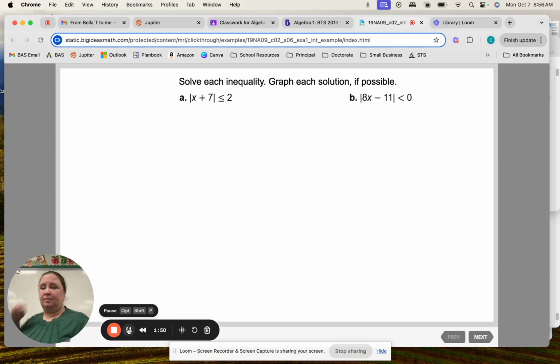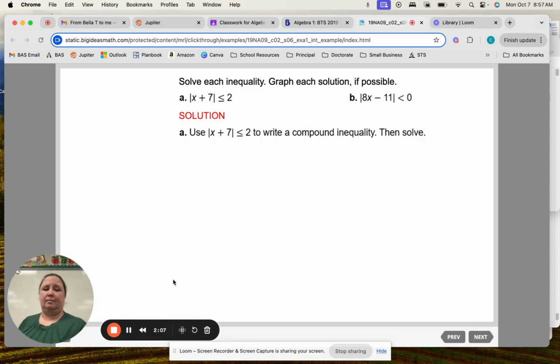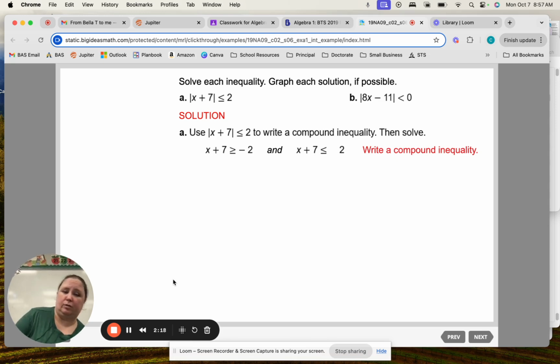All right, example 1. Write this in your journals. We're going to solve each inequality and then graph the solution on number lines. So the first one, the absolute value of x plus 7 is less than or equal to 2. So you're going to write the two possible ways to solve it. x plus 7 is greater than or equal to negative 2, and x plus 7 is less than or equal to 2.